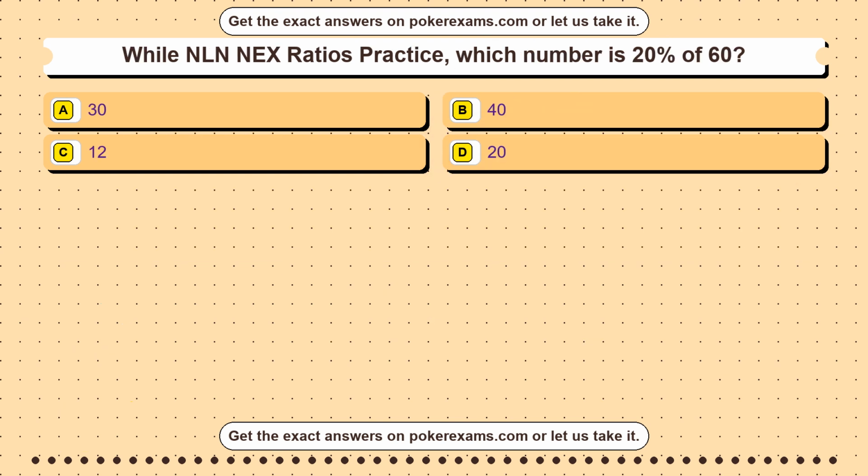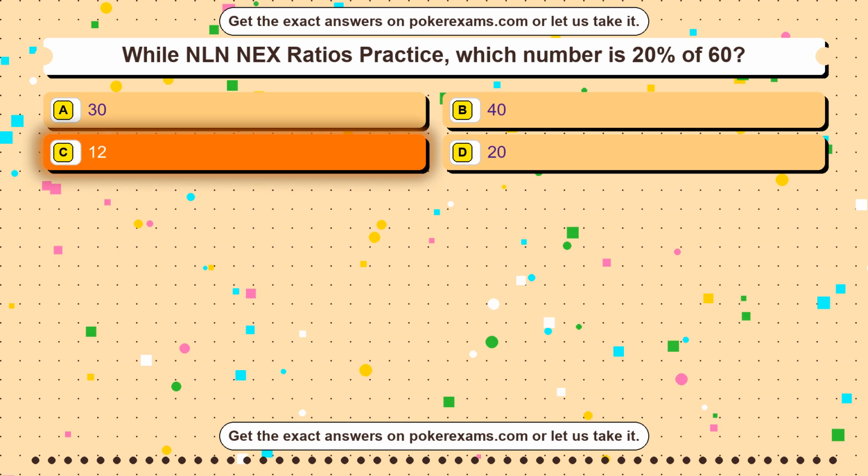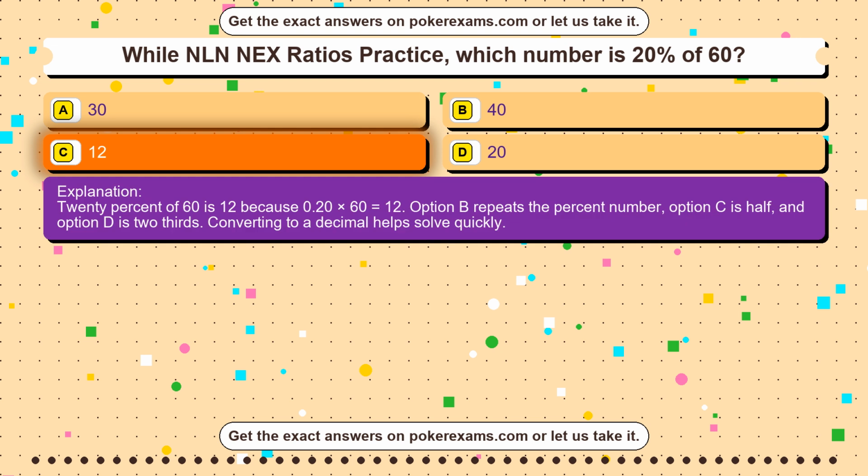Question 7. While NLN NEX Ratios Practice, which number is 20% of 60? Option A 30. Option B 40. Option C 12. Option D 20. The correct answer is option C, 12. 20% of 60 is 12 because 0.20 times 60 equals 12. Option B repeats the percent number, option C is half, and option D is 2/3. Converting to a decimal helps solve quickly.